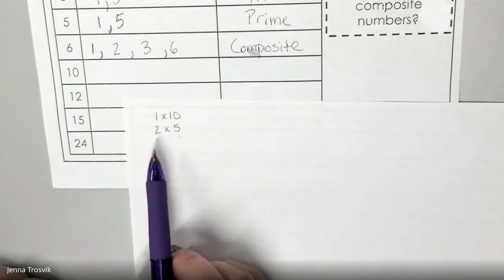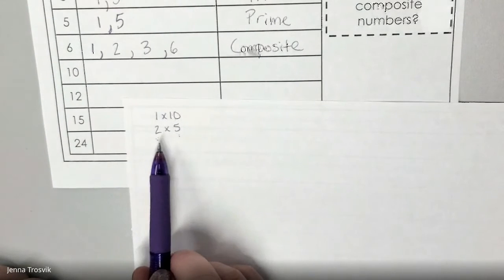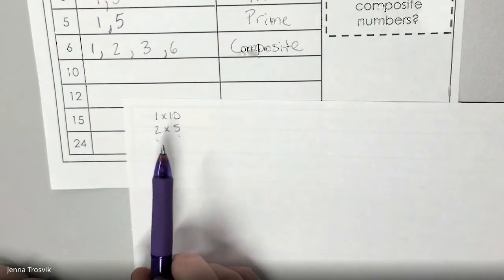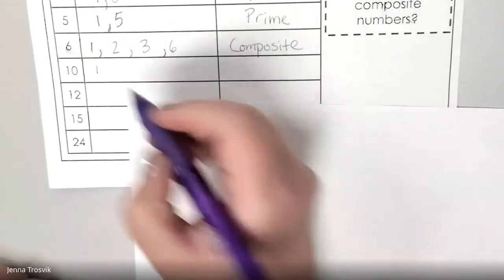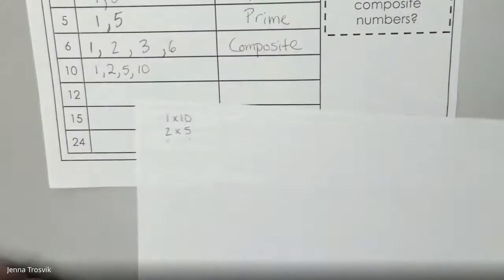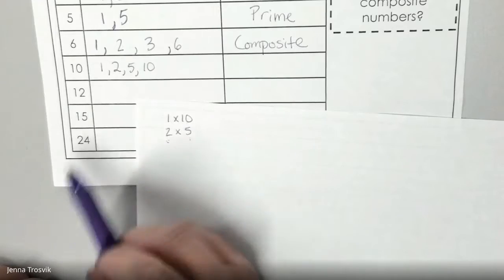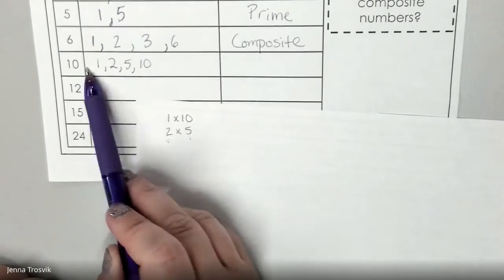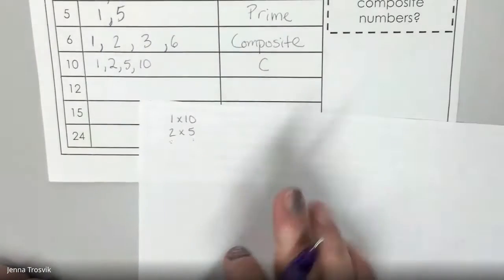There's no number times 3 that equals 10. There's no number times 4 that equals 10, 6, 7, 8, or 9. So therefore, these are my factors. I'm going to take 1, I'm going to take 2, I'm going to take 5, and I'm going to take 10, and I'm going to make them in a list from least to greatest. Since I have more than just 1 and 10 as factors, this is a composite number.